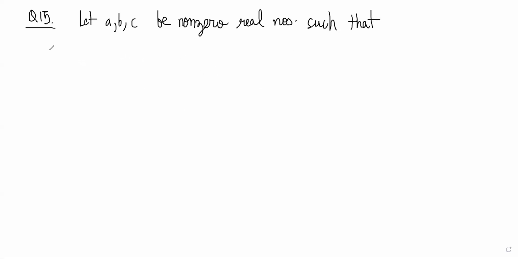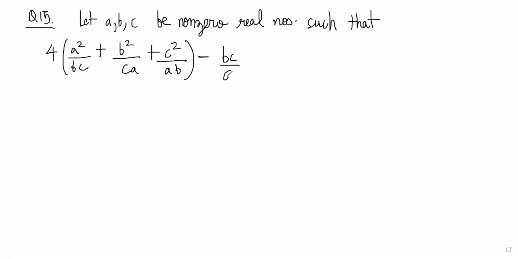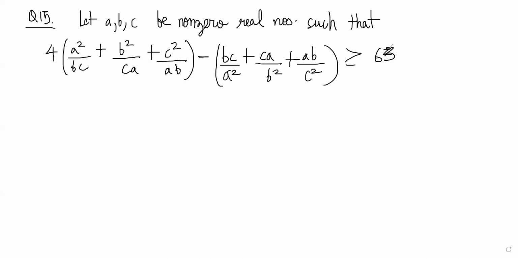Here we have: let a, b, c be non-zero real numbers such that 4 times (a squared by bc plus b squared by ca plus c squared by ab) minus (bc by a squared plus ca by b squared plus ab by c squared) is greater than or equal to 63 by 4.